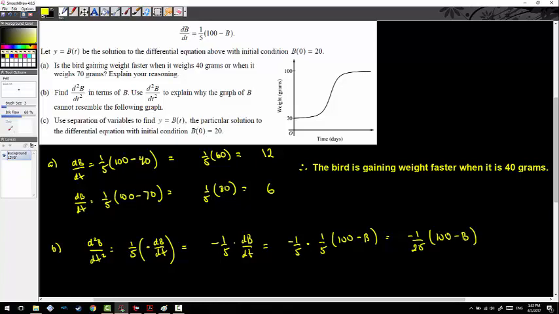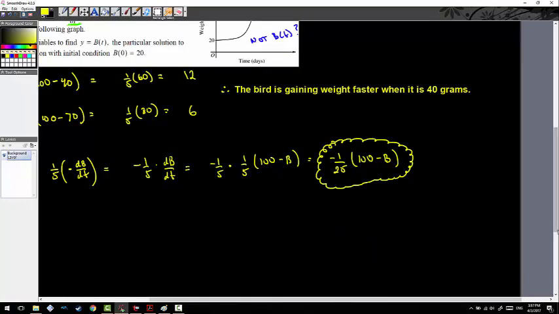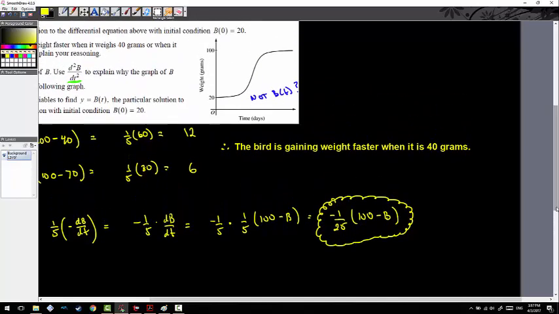Now, what they're asking me is actually a little bit more complicated. It's saying, explain why the graph of B cannot resemble the following graph. And they're talking about this graph right here to the right side. They want to know why this cannot be B of t. So I'm going to go ahead and say, not B of t. I'll put a question mark next to that, because it's why. Why can't it be that? Well, let's look at the graph on the interval from 20 to 100 on the y side. And we rarely ever do this, but I'm going to just draw out a condition for you.